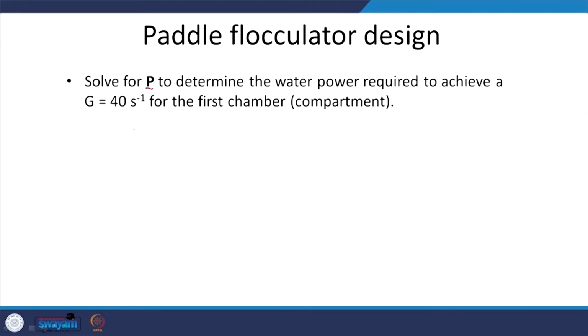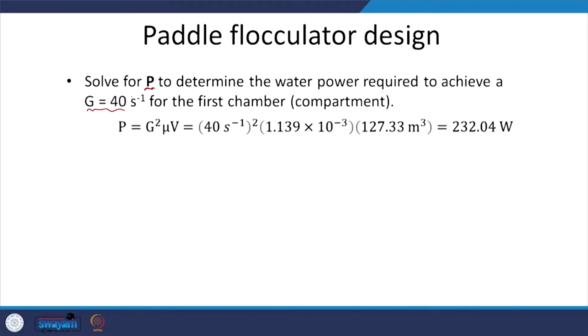I need to know the power from the G that is given. Let us see what it is. P is equal to G square mu V. I have G, I have mu, I have V, right. V is the volume of that compartment, G is the mean velocity gradient. I know that it is 40 for the first compartment, and mu is the dynamic viscosity. So, this is the power required, right.